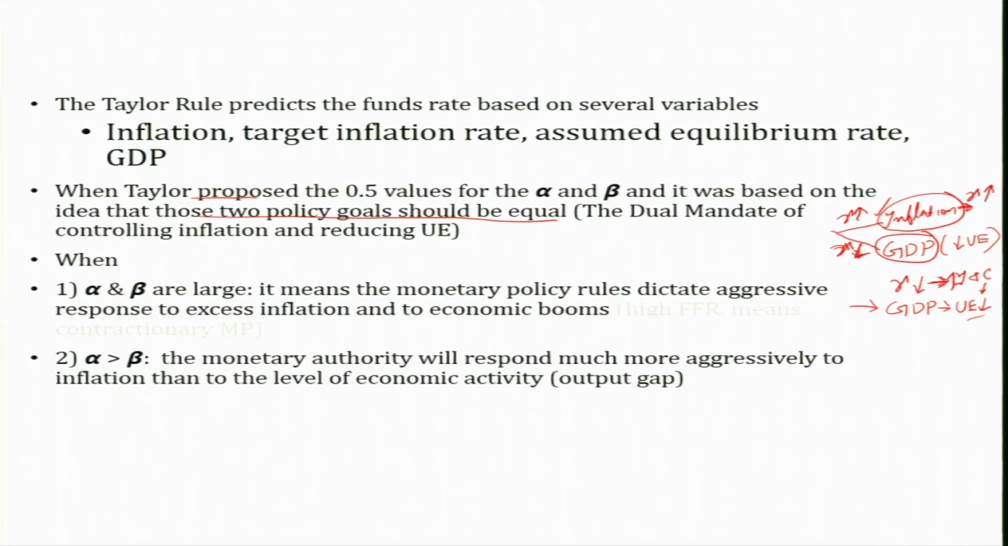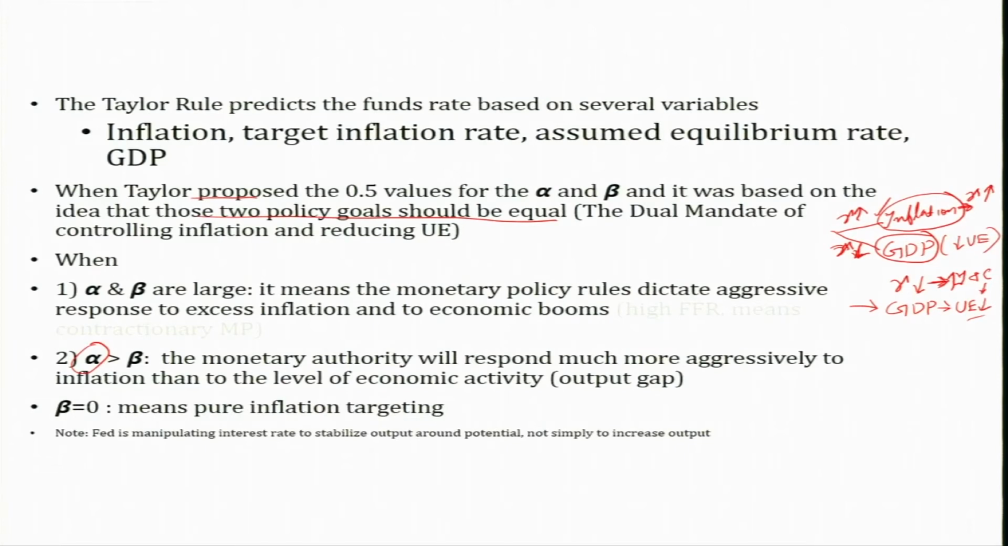On the other hand, if alpha is greater than beta, the monetary authority will respond much more aggressively to inflation than to the level of economic activity. That means alpha is given more weightage, inflation fighting, more aggressively. If beta is equal to 0, that means pure inflation targeting: the monetary policy gives importance purely to alpha, that is inflation, with no targeting on output at all. So that is pure inflation targeting when beta is equal to 0.